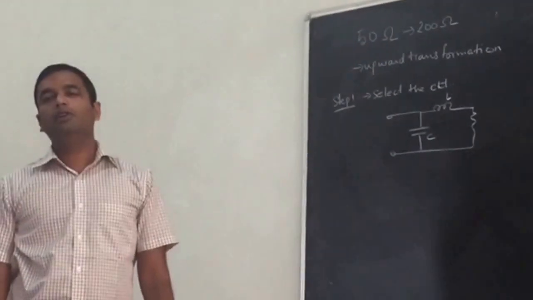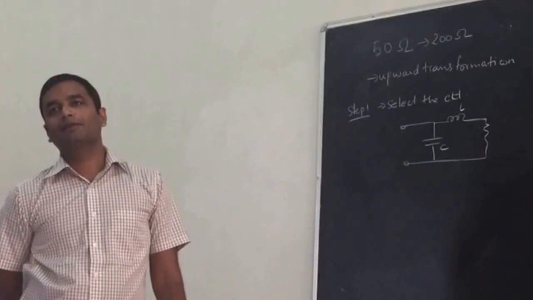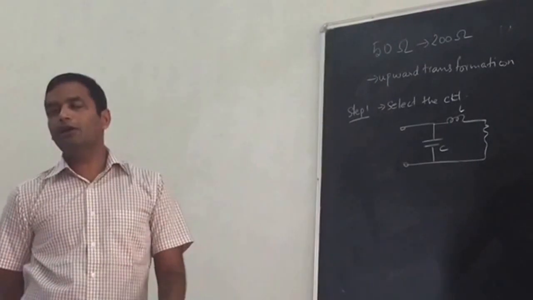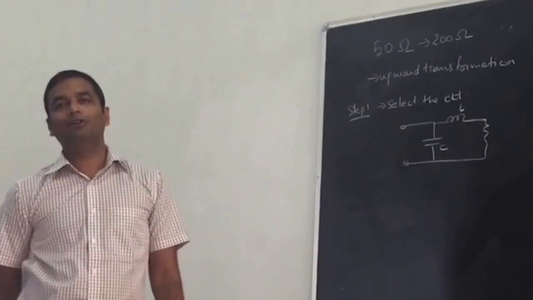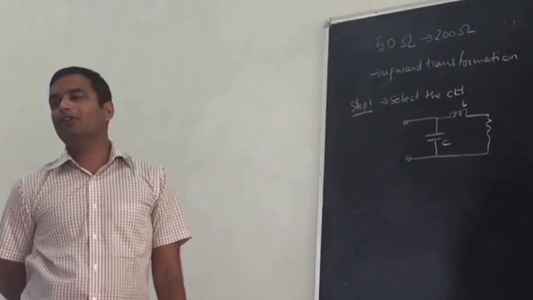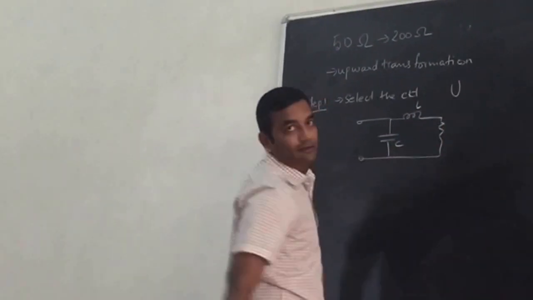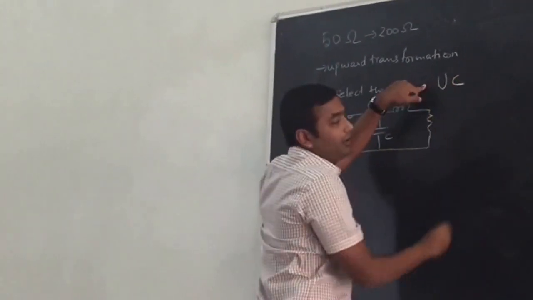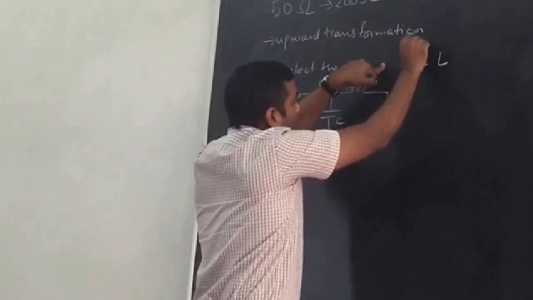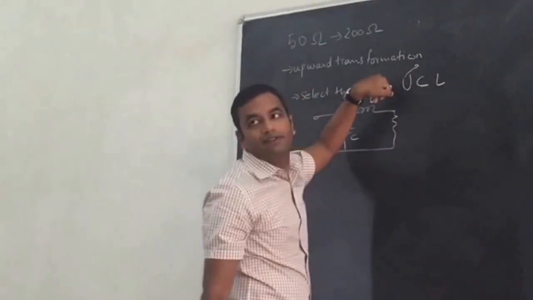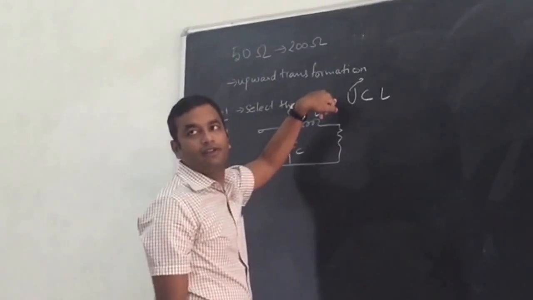Seriya. When you see a beautiful girl, what will happen? In the movie, when we see a beautiful girl, what comes to the hero? Love. It's called love at first sight, right? So when you see a beautiful girl, you will get love at first sight. So upward transformation, use a CL circuit.